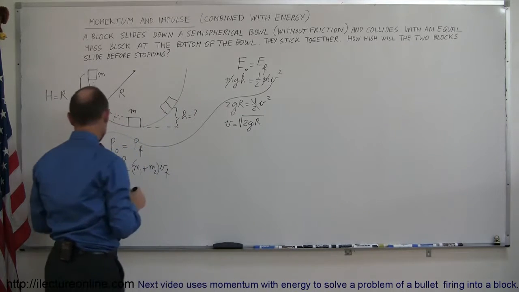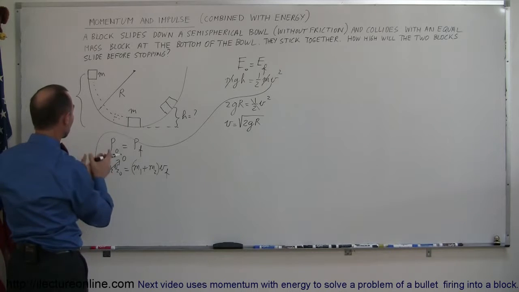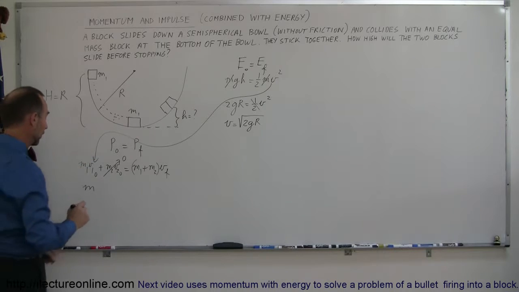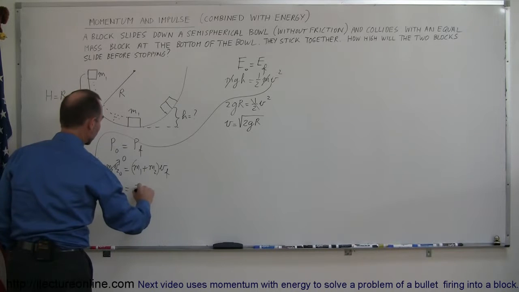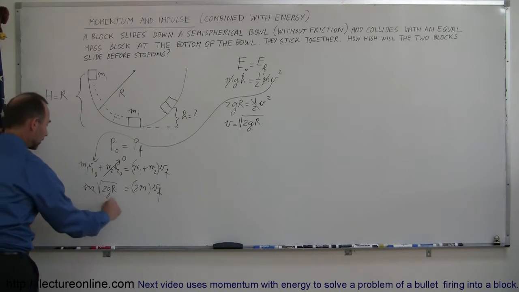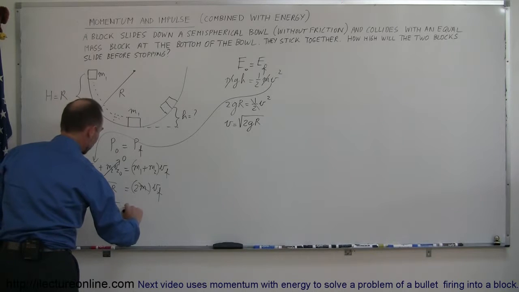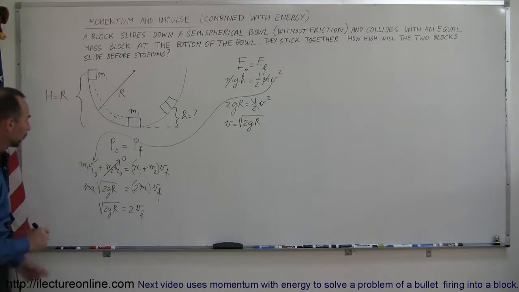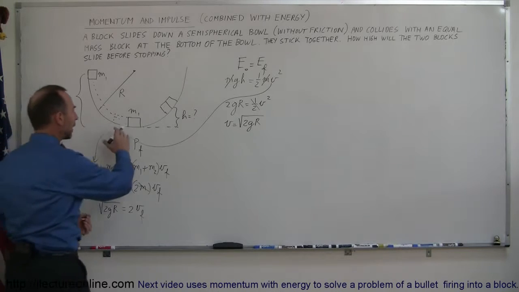And that can then go in here, so we can write m times, and again, since m1 is equal to m2, we can just call it m. So m times the initial velocity, which is the square root of 2gr, is equal to the sum of the two masses, which is 2m times v final. And then you can see that we can cancel out an m on both sides. And we have the square root of 2gr equals 2 times v final. So v final can be expressed in terms of the square root of 2gr. Now that doesn't tell us how high the block will go.